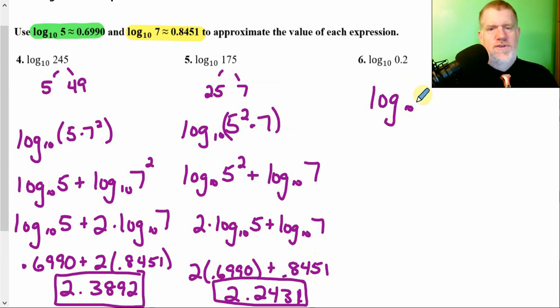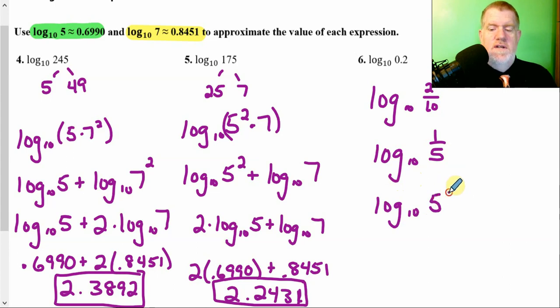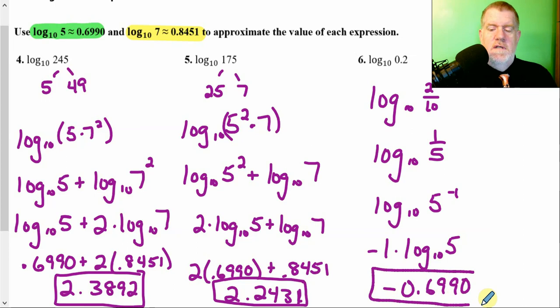0.2. Well, 0.2 is 2/10. If you actually say it out, 2/10. Well, guess what 2/10 reduces to? That's right, it's 1/5. Now, how does that help us? Because can I write this as a power? It's 5 to the negative 1. So what can I do when I have a power? I bring it out in front. Negative 1 times the log base 10 of 5. So it's negative 0.6990. So 10 to the negative 0.6990 is about 0.2.